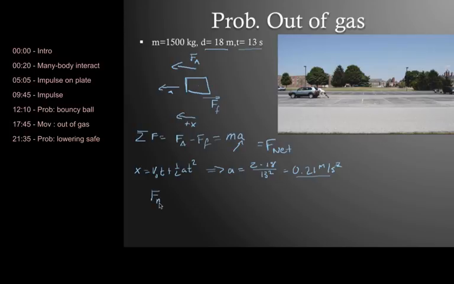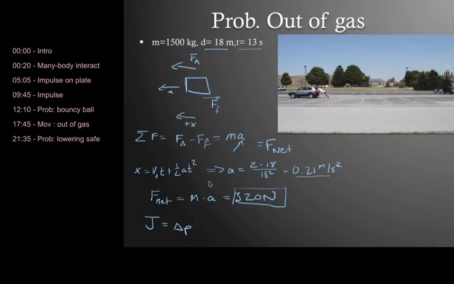But the net force that we exerted on the car is going to be m times a. So this is going to give us 320 newtons of force. So then what is the impulse that we delivered to this car? So that's going to be our delta P.